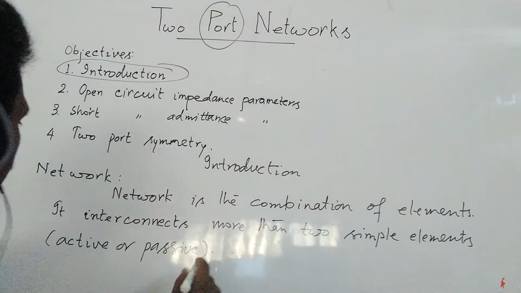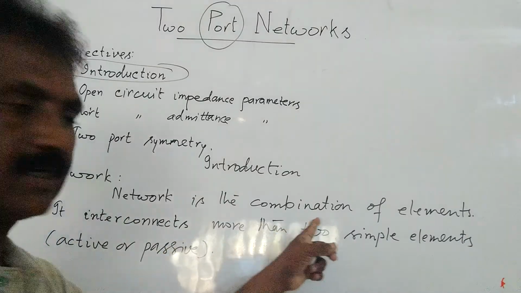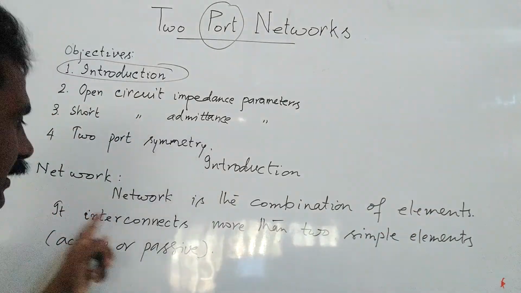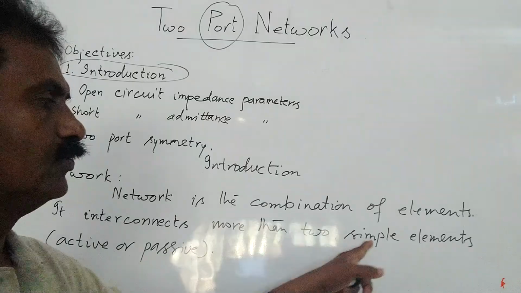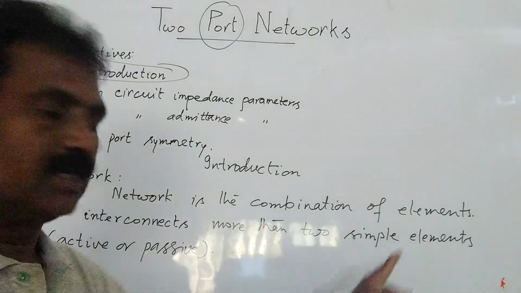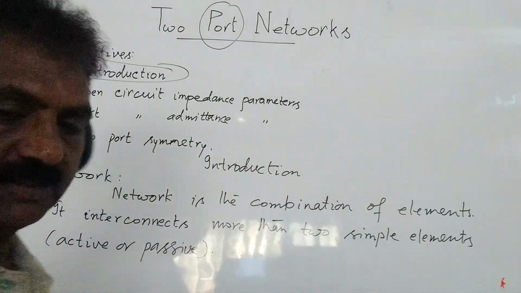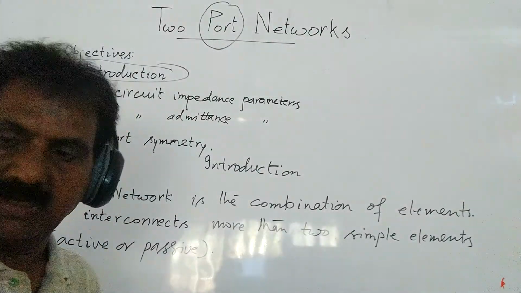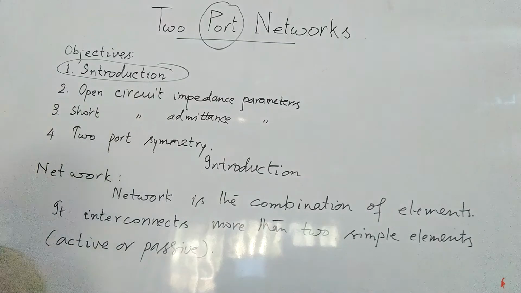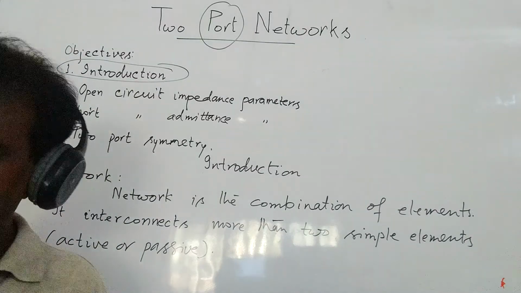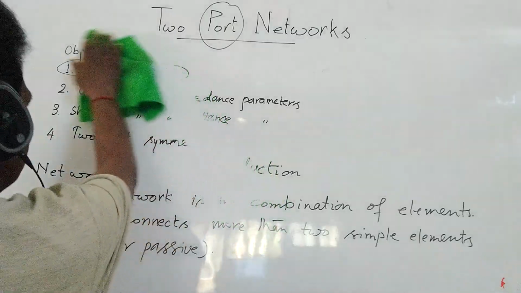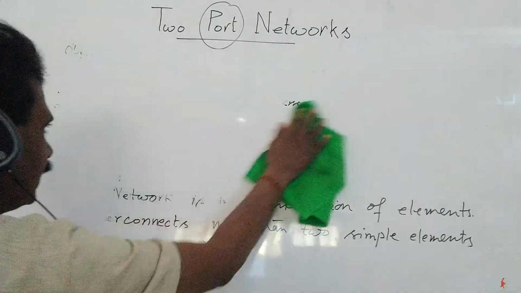Okay, what is a network? Network is the combination of elements. Okay, it interconnects more than two simple elements. So elements may be active or passive. Now let us see, though you know, but again I am going to explain what are active elements and what are passive elements.